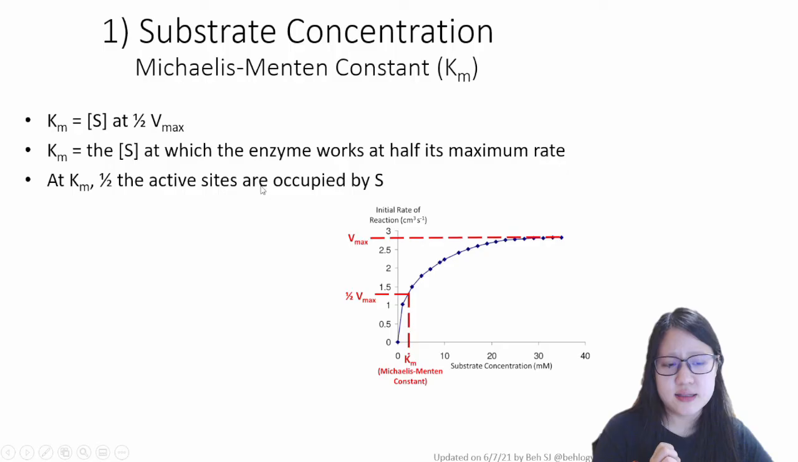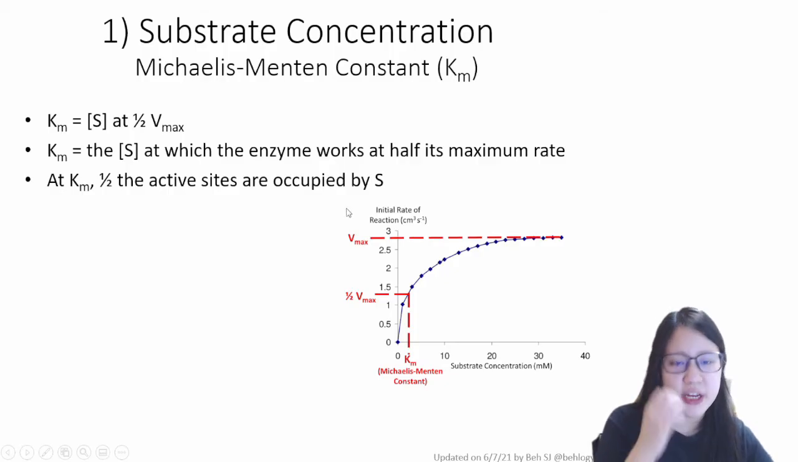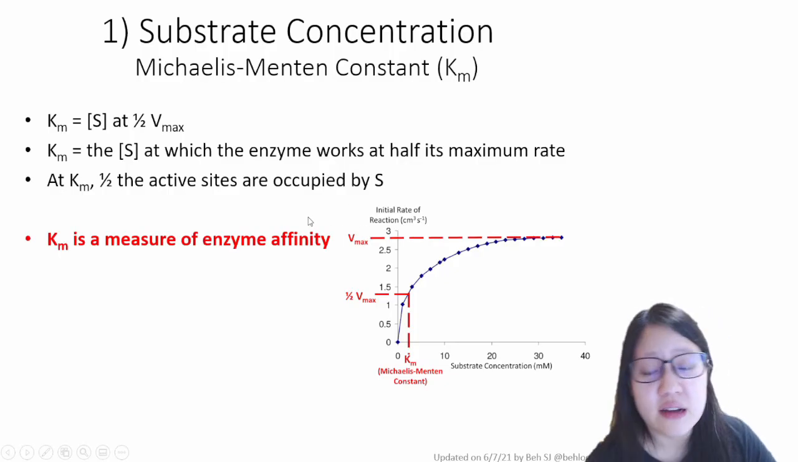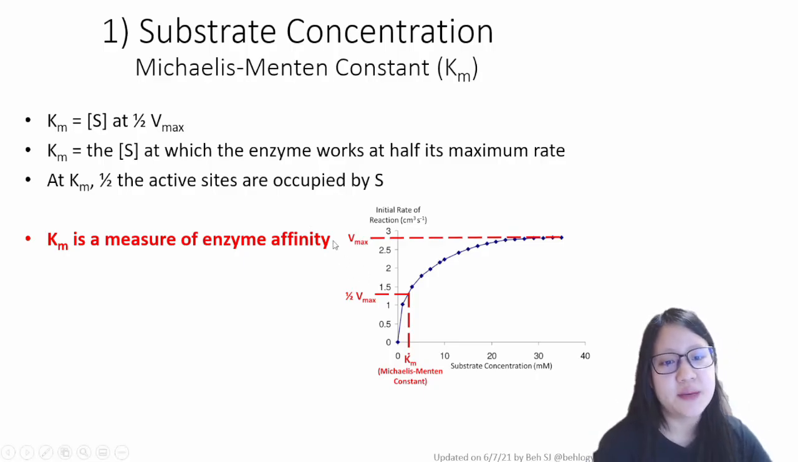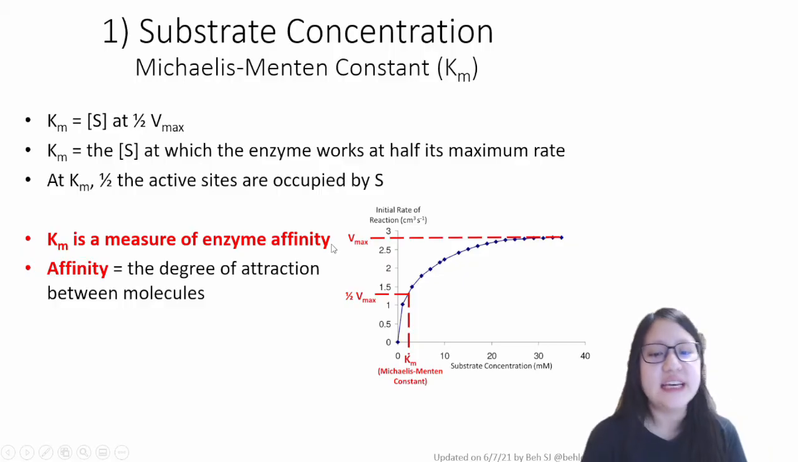So because it's half Vmax, right? At Km, half the active sites are occupied by substrate. And why is this helpful? Why is it helpful to know this value? Now this is because Km is a measure of enzyme affinity. What do we mean by affinity? Affinity is the degree of attraction between molecules.